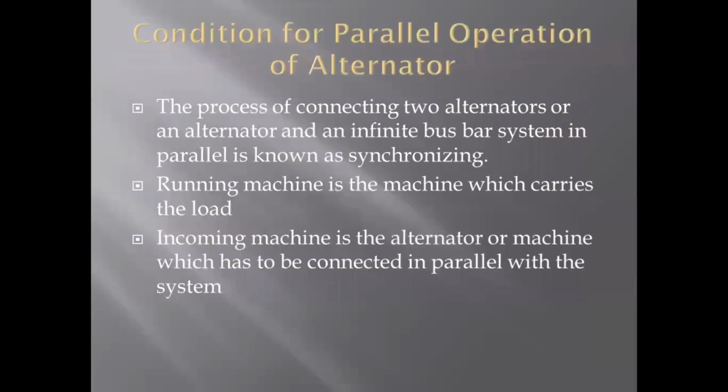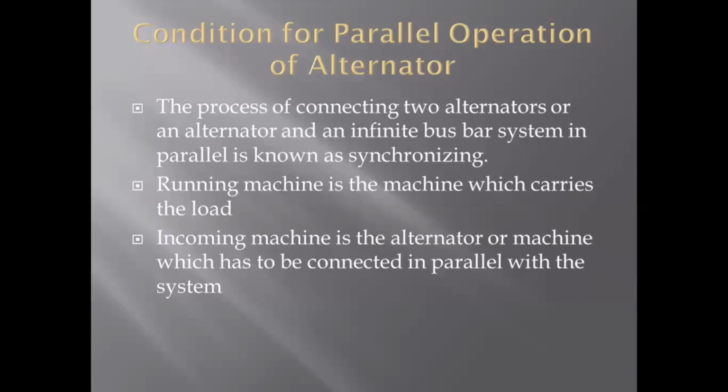Conditions for parallel operation of alternator. There are some conditions to be satisfied for parallel operation of the alternator. Before entering into that, we should understand some terms. First, the process of connecting two alternators, or an alternator and infinite bus bars, in parallel is known as synchronizing. The next term: the running machine is the machine which carries the load.